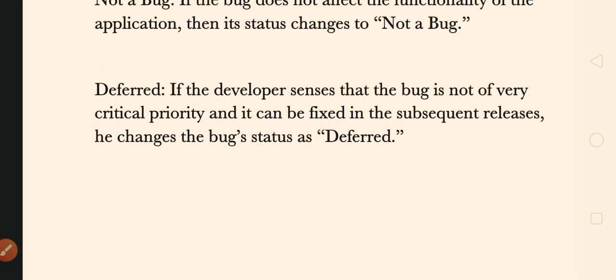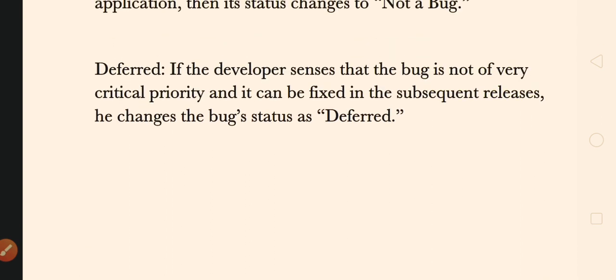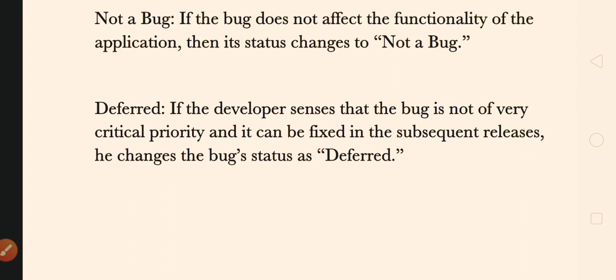Deferred. If the developer senses that the bug is not of very critical priority and it can be fixed in subsequent releases, he changes the bug status to deferred. If the tester or the developer finds that this bug may be considered in the next release as it is not so important in this release, then they can put it on hold and put the status as deferred.